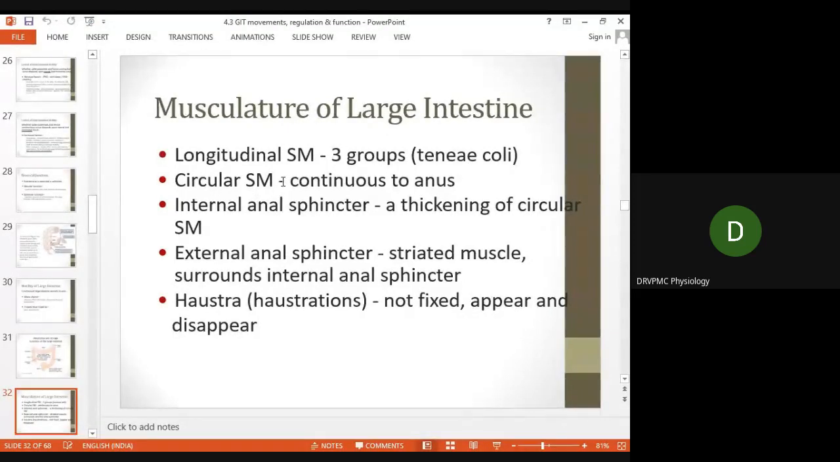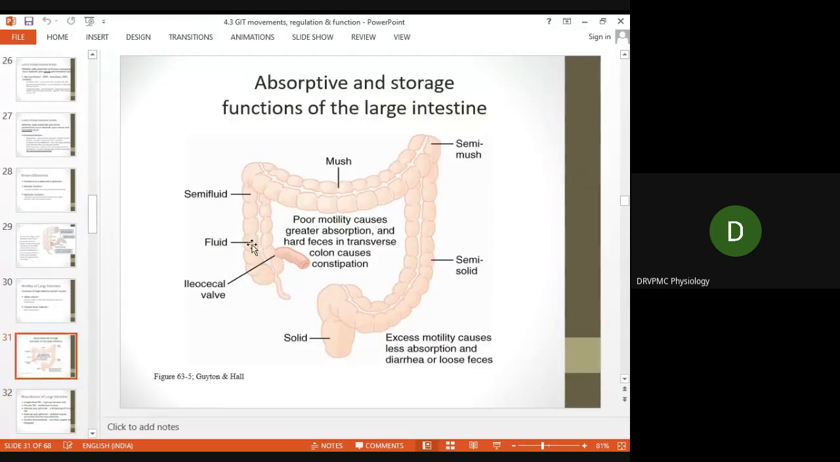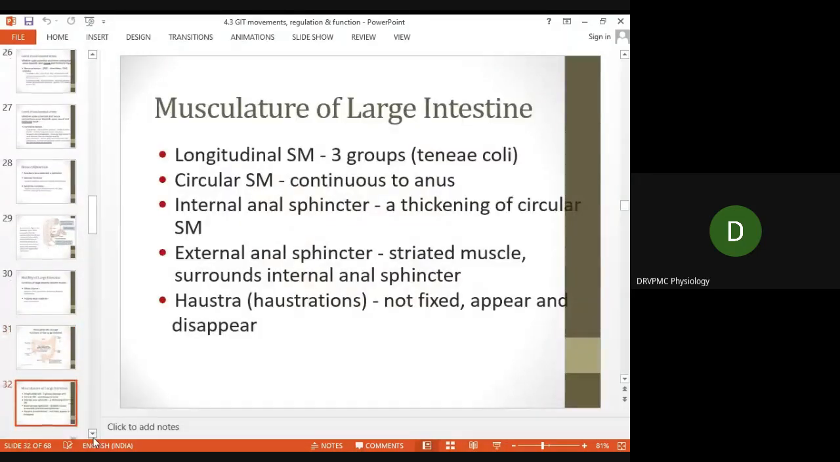Circular smooth muscle is continuous up to the anus. The internal anal sphincter is a thickening of the circular smooth muscle. There is an external anal sphincter also, which is striated muscle that surrounds the internal anal sphincter. And haustra: what are haustra? These are multiple haustrations which are not fixed. They appear and disappear. These small bag-like dilatations in the large intestine are called haustra or haustrations.